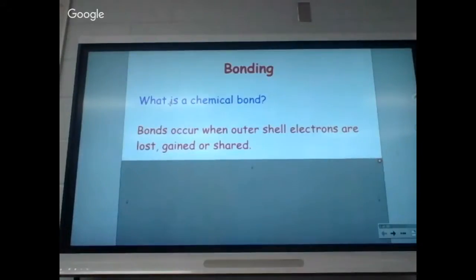Bonds occur when electrons are either lost, gained, or shared. Now, we have to figure out today which elements will lose and gain electrons and which elements will share electrons. And figuring that out is based on what type of elements they are. So as long as you can figure out whether they're metals or non-metals, we should be able to do that. Is there ever any bond where one bonds with two other things to get 8?